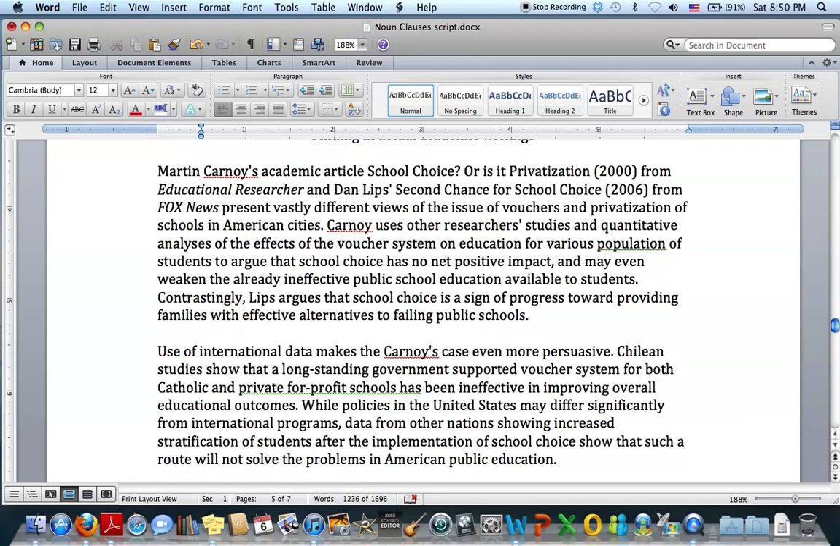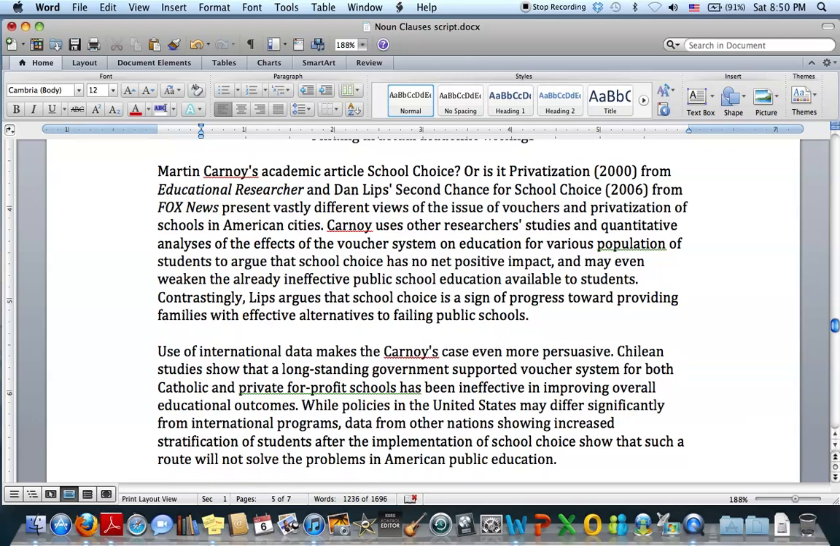So we're talking about an academic article about school choice or privatization, second chance for schools. So we're talking about schools, something about that, right? All right, and we go and we're seeing all this stuff. I don't see any noun clauses so far.